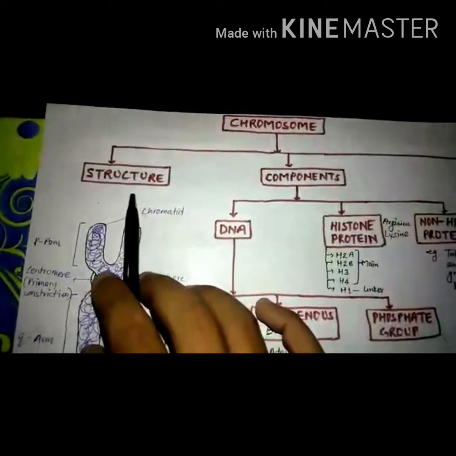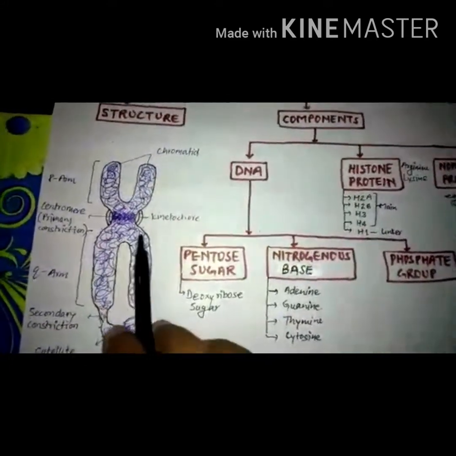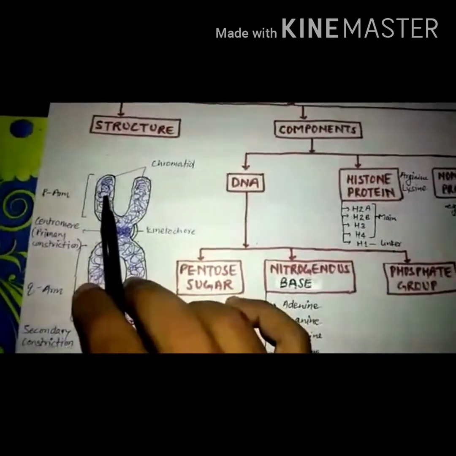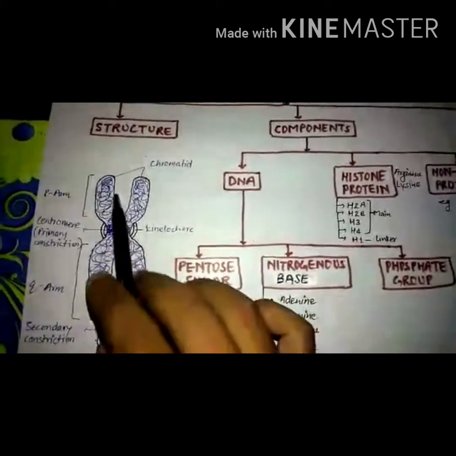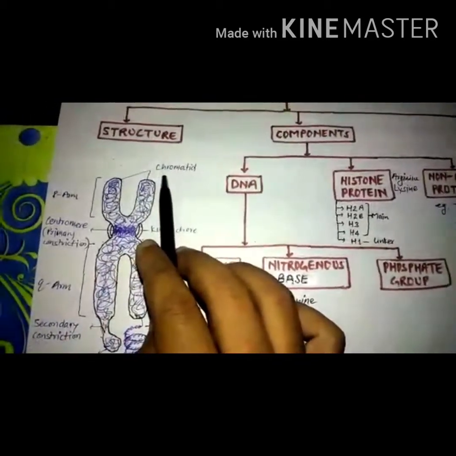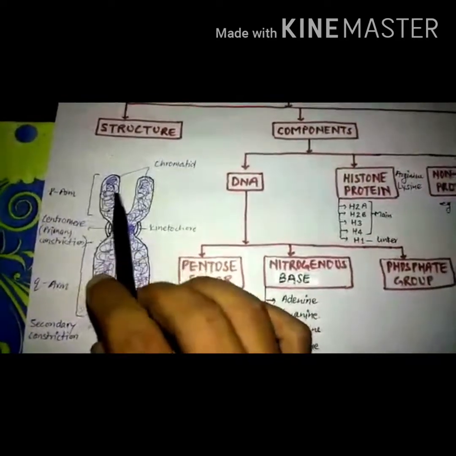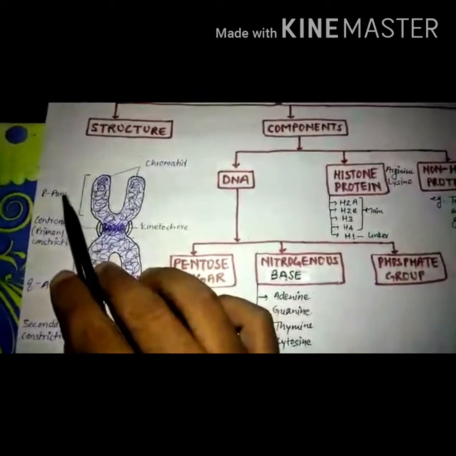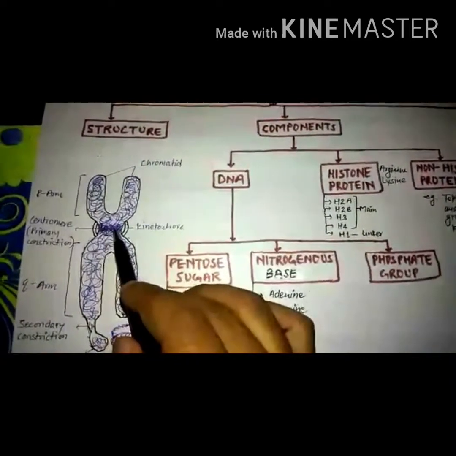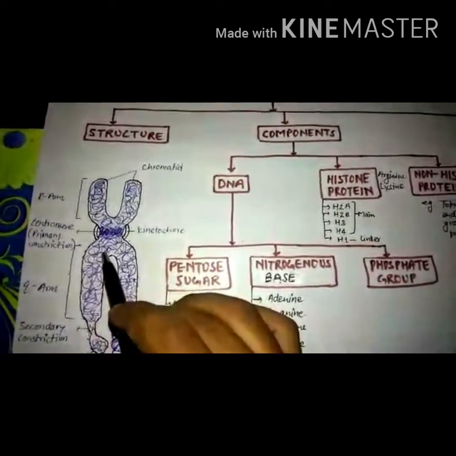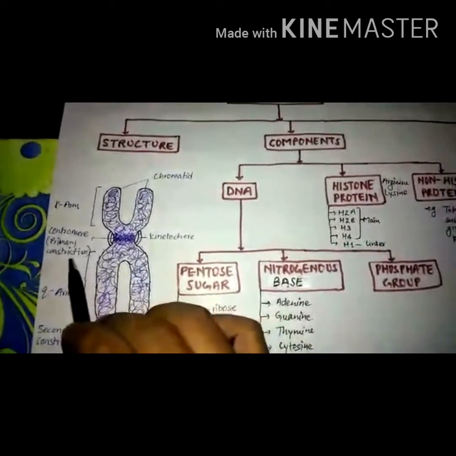Next, we will study the structure of chromosome. This is the figure of a chromosome, which consists of arm-like structures on the upper side and lower side, known as chromatids. The upper chromatid is relatively shorter than the lower one; the upper is known as the p arm, and the lower as the q arm. This is the place where both chromatids are joined to each other, known as the centromere or primary constriction.